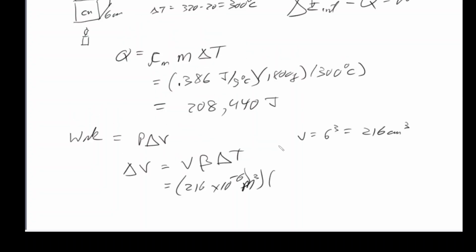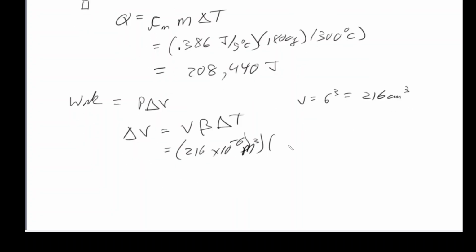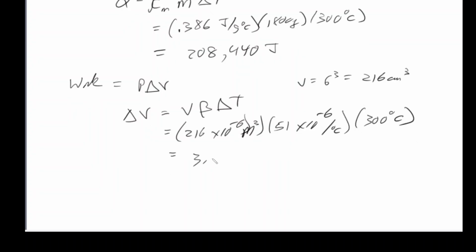times beta, which we were given as 51 times 10 to the minus 6th per degree Celsius, times the change in temperature, which is 300 degrees Celsius. And that comes out to be 3.3 times 10 to the minus 6 meters cubed. That's the change in volume of the cube due to heating.